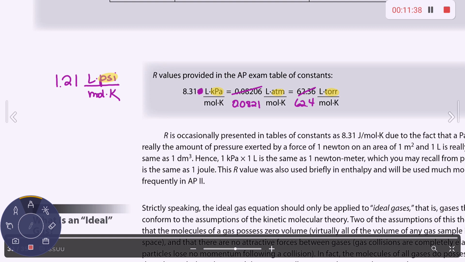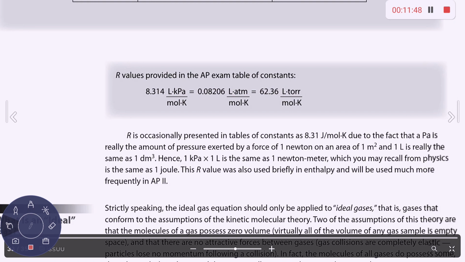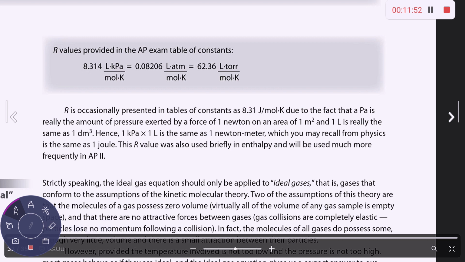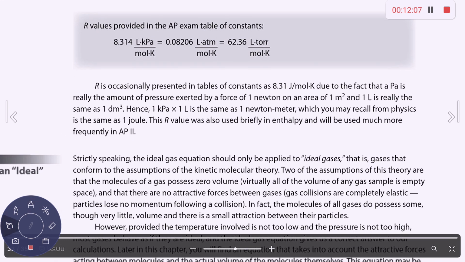Okay. A couple of other equivalencies that are in the paragraph just underneath this, you might use later down the line. So let me scoot this over. If you've got a force of 1 Newton, that's the same as a kilopascal times a liter. And then you probably won't use that unless you go to physics.